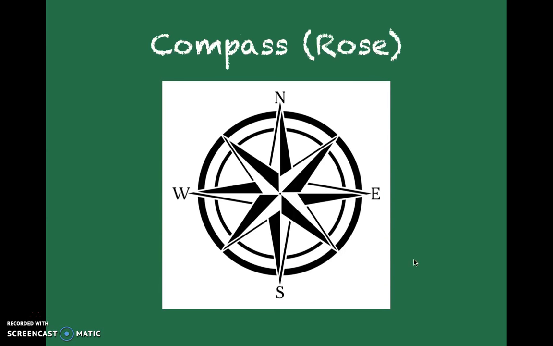Here we have the compass or compass rose, which shows the cardinal directions of north, south, east, and west, as well as northeast, southeast, southwest, and northwest. Using this feature, we can tell which direction to travel from one location to another.